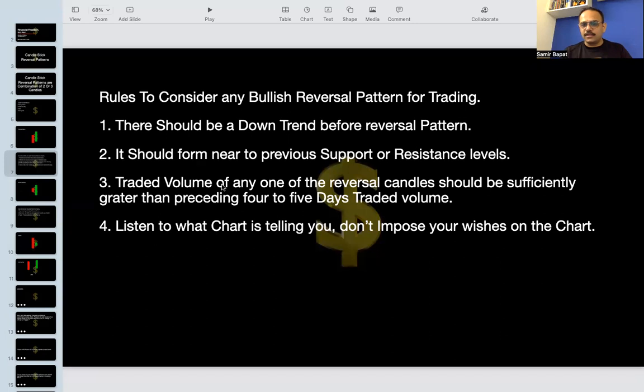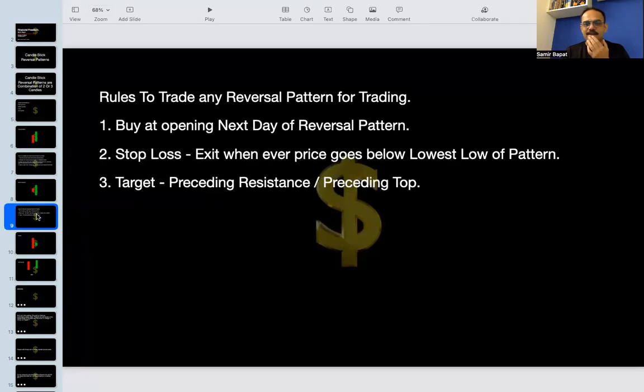Okay, rule 1, yes. This is okay. Mr. Kumar, you are happy with this rule? There should be a downtrend. Okay. Then which are you talking about? This one. By the opening of the next day.